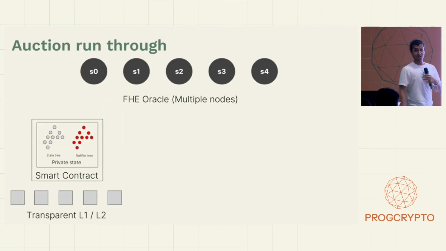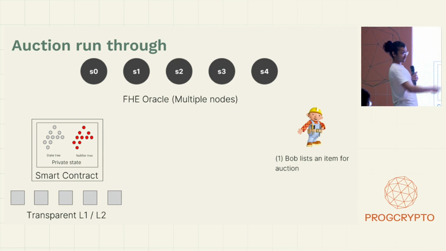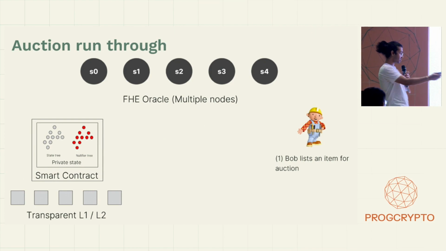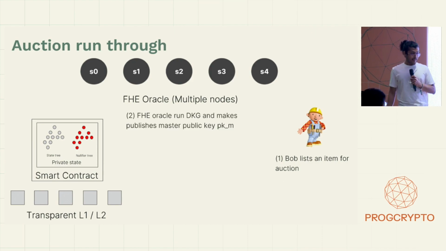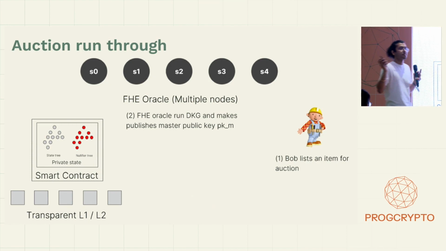Okay, so let's run through the auction. So you have Bob the builder that wants to list an item for an auction, right? So they send a transaction to the smart contract and list an item for the auction. And then you have the FHE oracle. The FHE oracle runs distributed key generation and generates the master public key, right? And then makes it public, like everyone knows about it.